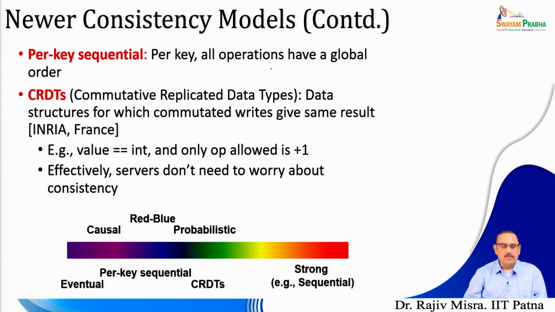Let us see some of them. Per-key sequential consistency is where all the operations have a global order. CRDTs, that is, convergent replicated data types, are data structures for which commutative writes give the same result, for example, the value is an int and the only operation allowed is plus 1.